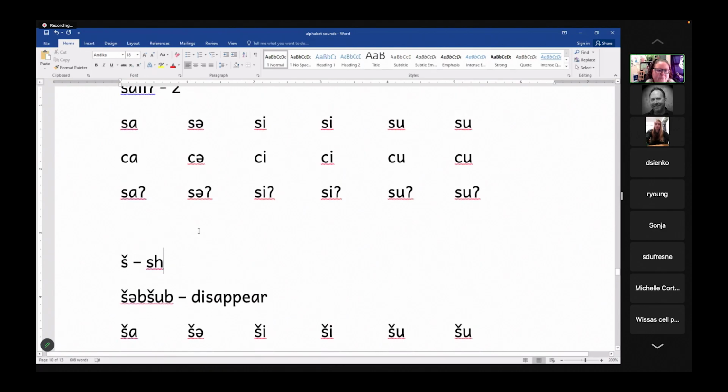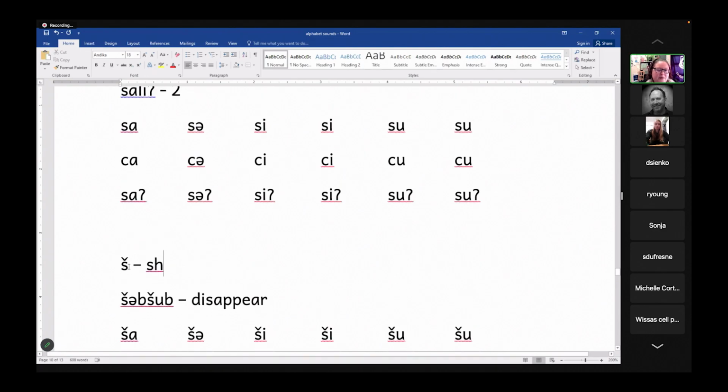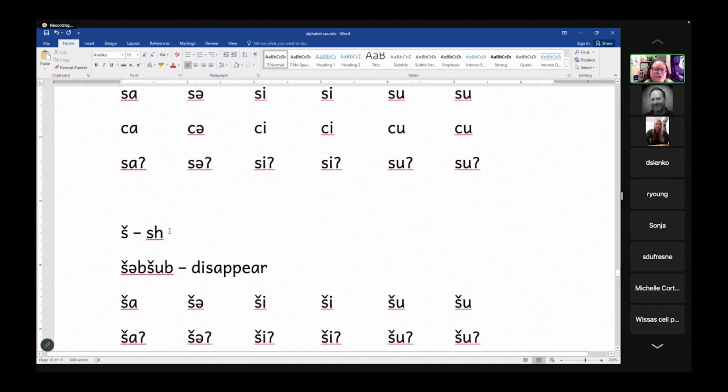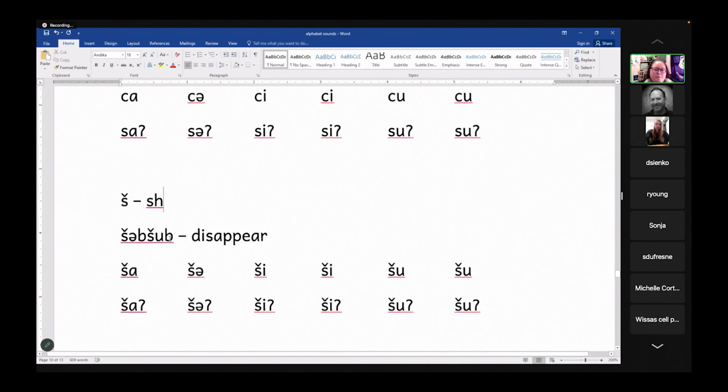Then we have S wedge. Now remember, whenever we have those wedges, the sound is coming from the back here. Shh. So it's an SH sound, just like the C wedge is a CH sound. Ch, ch, sh, sh, shub, shob, shub, shob.